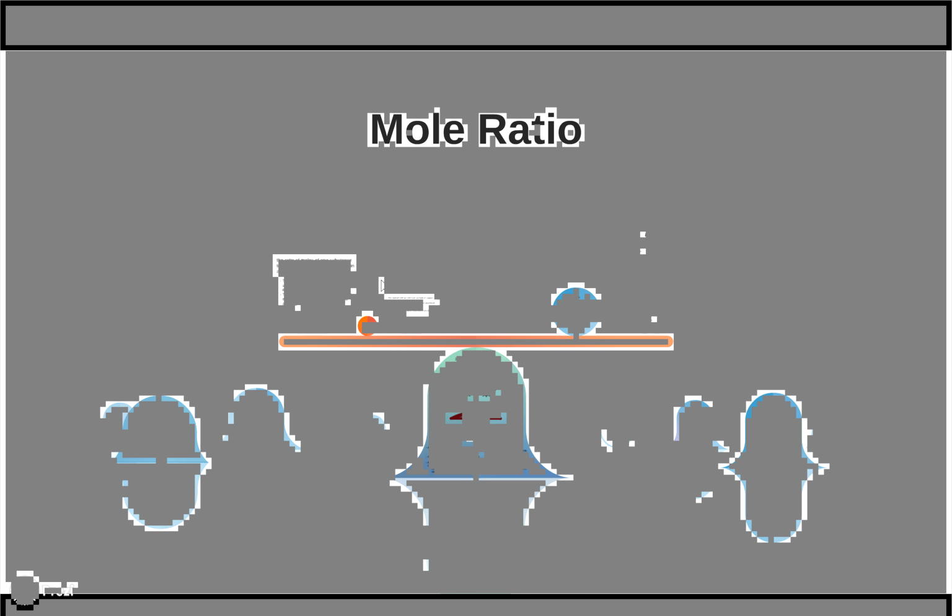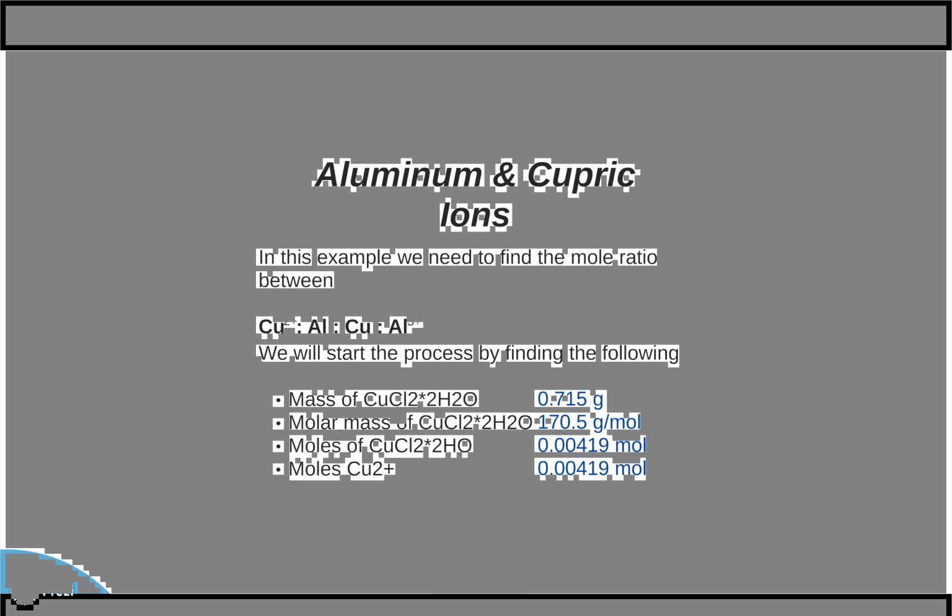So the example experiment is we started with an unknown sample of copper dihydrate, and we used that to extract copper 2 plus ions. Then we had aluminum wire, which was used to extract aluminum. Through filtration we were able to extract copper, and then finally we titrated sodium hydroxide with aluminum to produce aluminum 3 plus ions. So those are the four main species involved in this example.